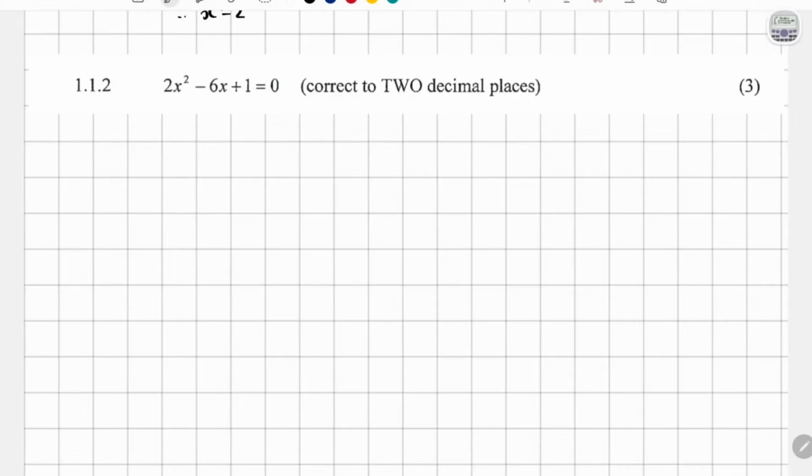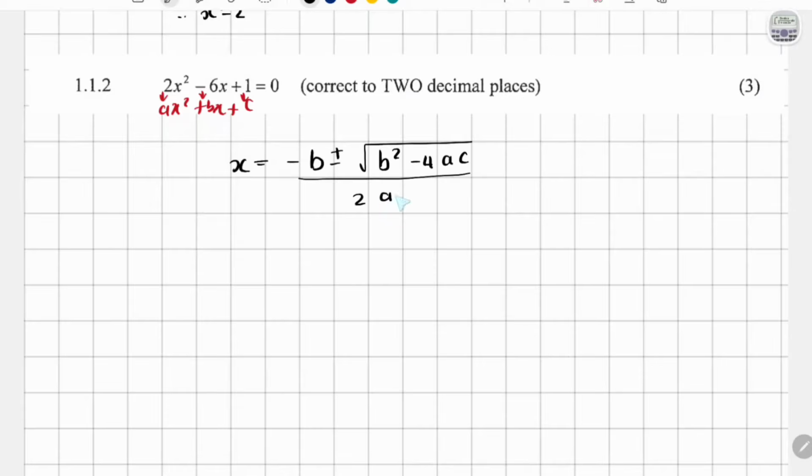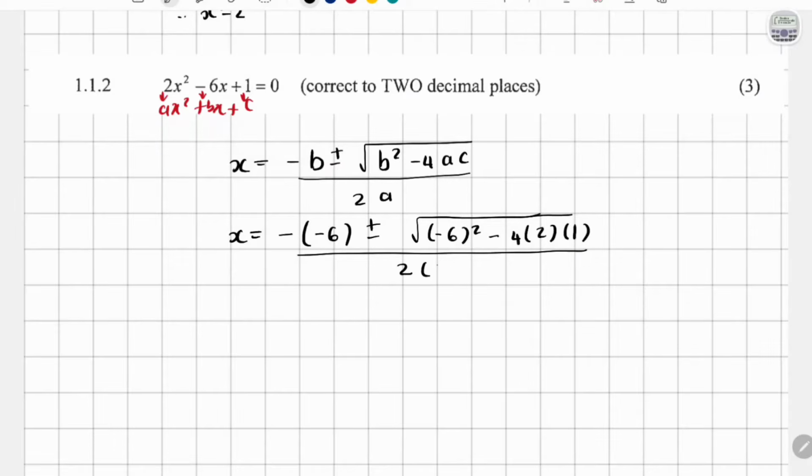So we're just going to establish what a, b, and c are. This is in the form of ax² + bx + c. So we can see a is 2, b is -6, and c is 1. So let's just put down the quadratic formula. Remember, this is in your formula sheet. So x = (-b ± √(b² - 4ac)) / 2a, which is x = (-(-6) ± √((-6)² - 4(2)(1))) / (2 × 2).